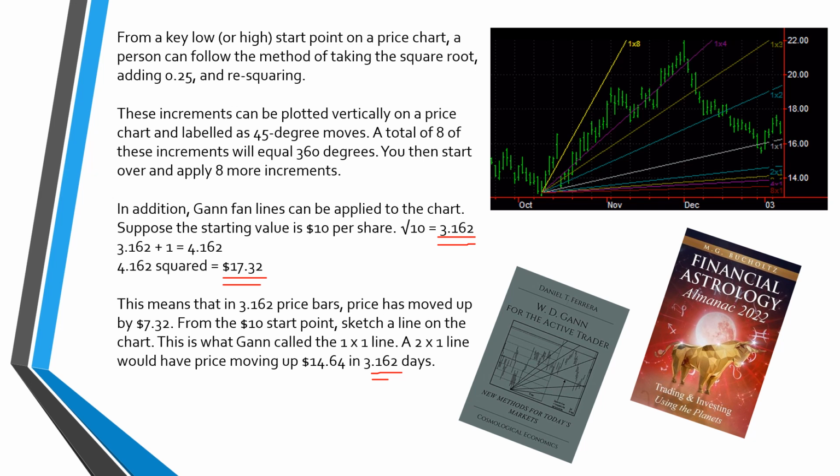You can apply other lines, the 1-by-2, the 1-by-3, the 1-by-4, the 1-by-8. So let's say I wanted to do a 1-by-2. I'm going to move the price not $7.32. I'm going to move it double that, $14.64 in those same 3 price bars. So that line is going to have a steeper slope. And then once I lay that on there, I turn my attention to the 1-by-3, the 1-by-4, the 1-by-8.